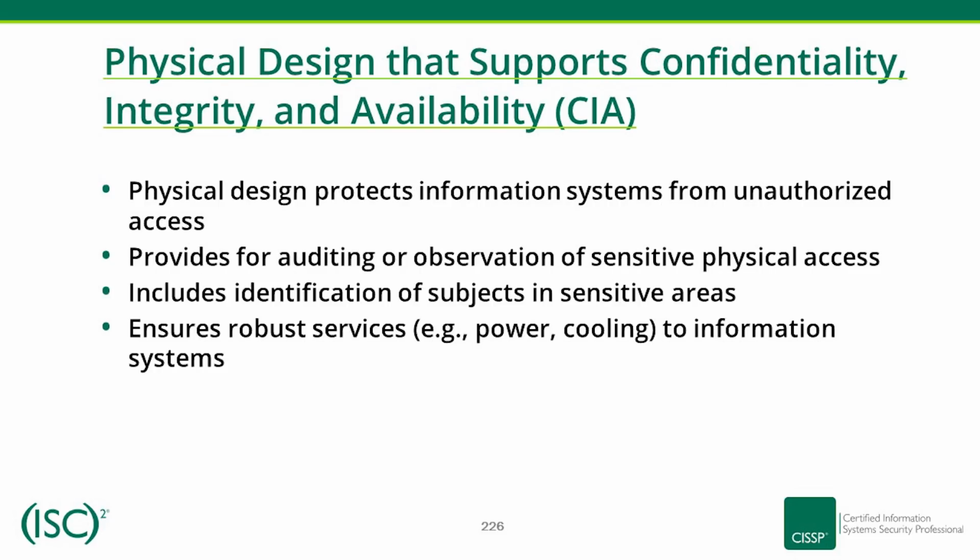Physical design that supports confidentiality, integrity, and availability, CIA. Physical design protects information systems from unauthorized access. Provides for auditing or observation of sensitive physical access. Includes identification of subjects in sensitive areas. Ensures robust services, for example, power and cooling, to information systems.